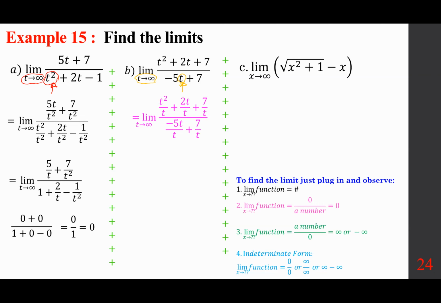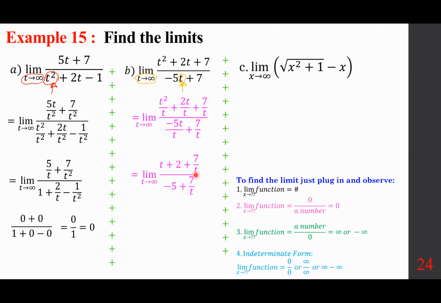So there are 3 terms in the numerator, 2 in the denominator. Everything gets divided by t. When we do that, the next step is to simplify. So this becomes t, this is 2, this is 7 over t, minus 5, 7 over t. And now there's no way to simplify it any further if you plug in.